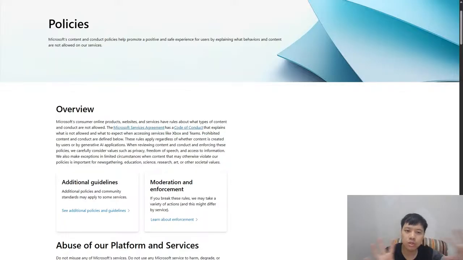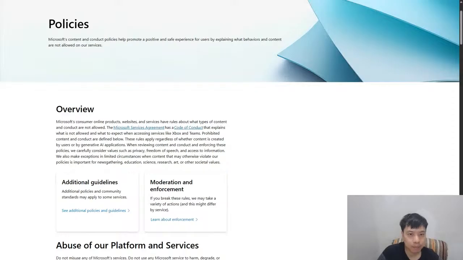So we're talking about scope here. There are multiple rules, so we're kind of confused. Okay, which rules apply to what action or what activities? I think this is a general prohibition, including my Xbox and Teams. From what we have just read, prohibited content and conduct are defined below.